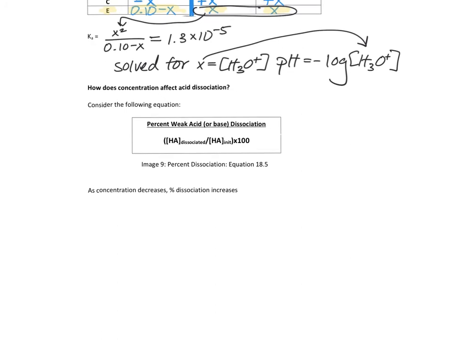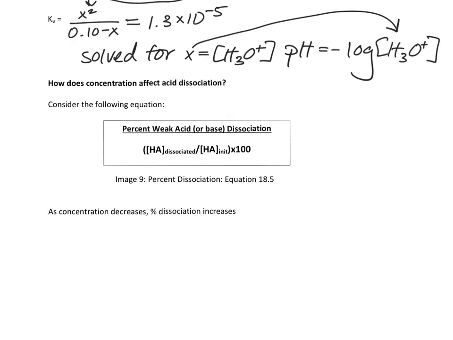Okay, so how does concentration affect acid dissociation? Concentration does affect how much an acid dissociates, the percentage of how much dissociates. The Ka is always going to be the same, or Kb if you're looking at a base. But acid dissociation can be defined by the following equation. Percent dissociation is defined by the concentration of HA that's dissociated over the initial concentration of the acid times 100.